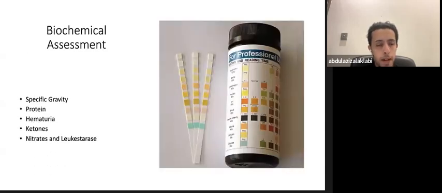Now, these are also tools that help diagnose acute renal failure. So specific gravity, protein, hematuria, ketones, nitrates, leukocyte esterase. However, they're much less common and much less important as compared to other investigations.